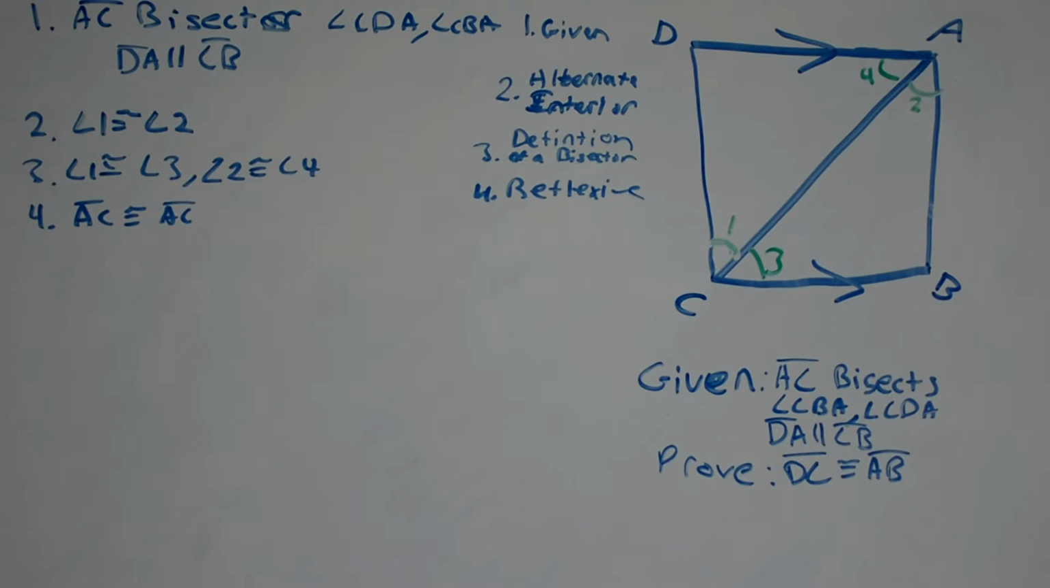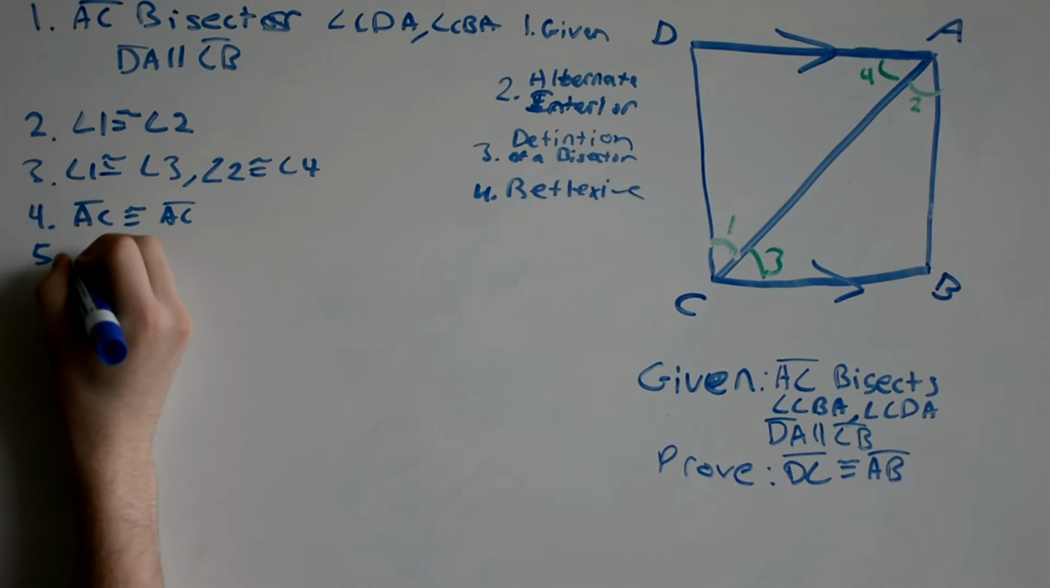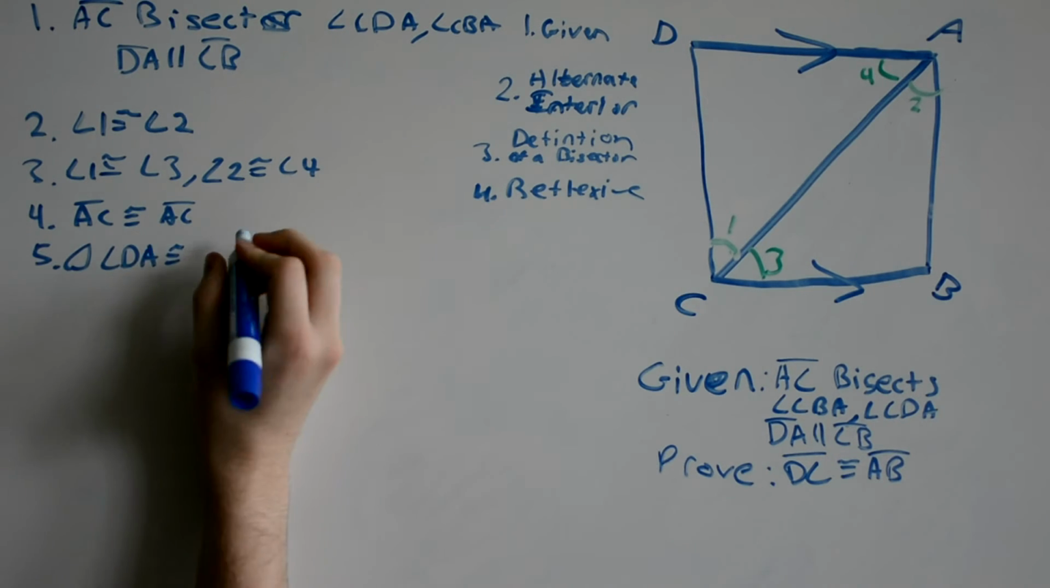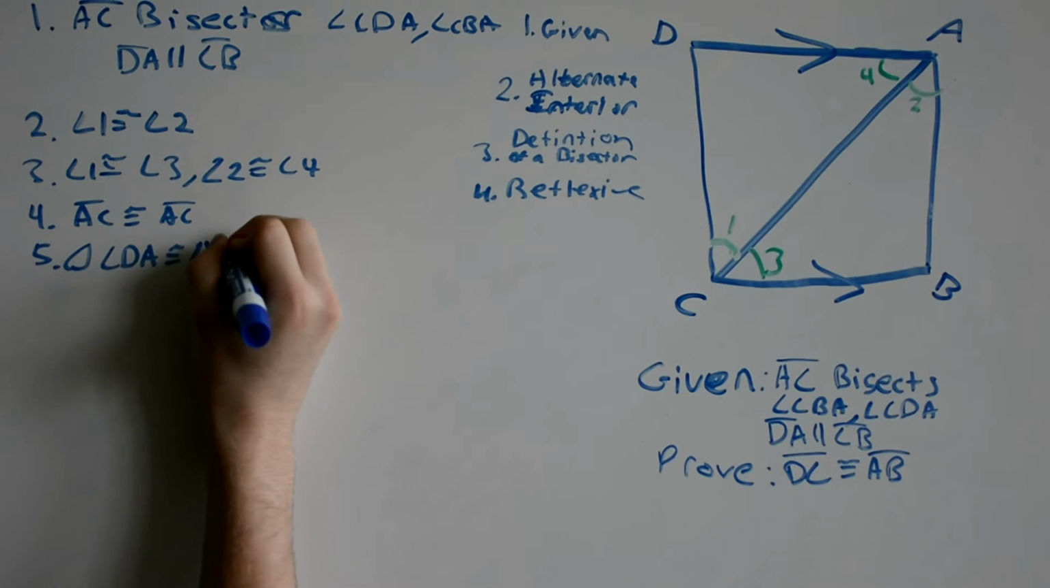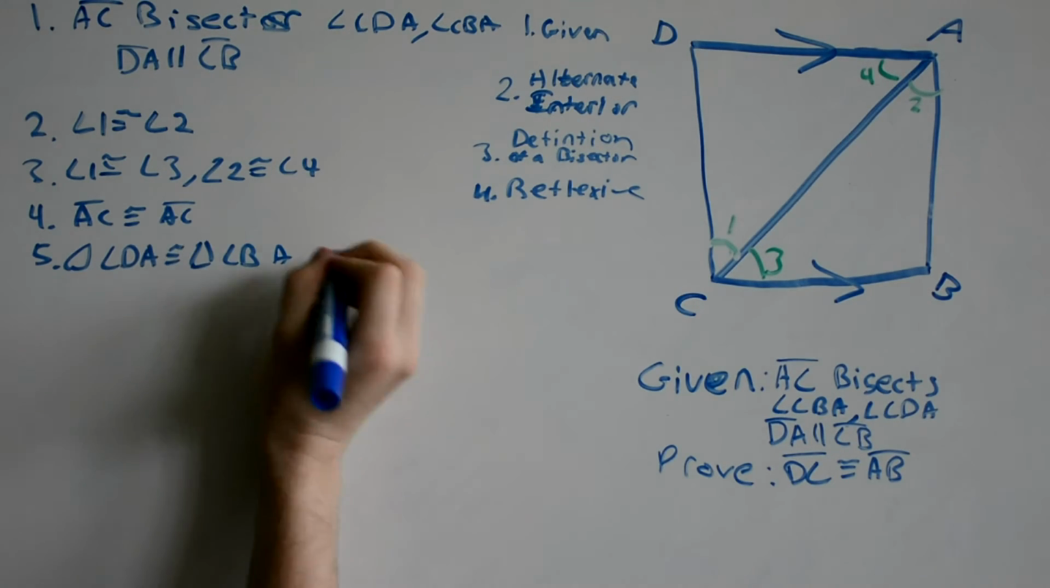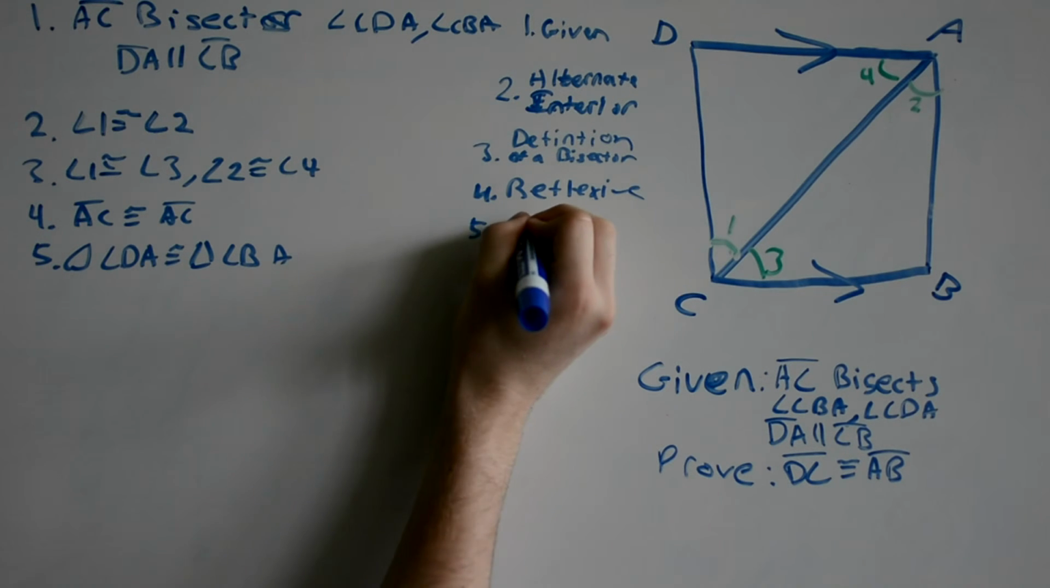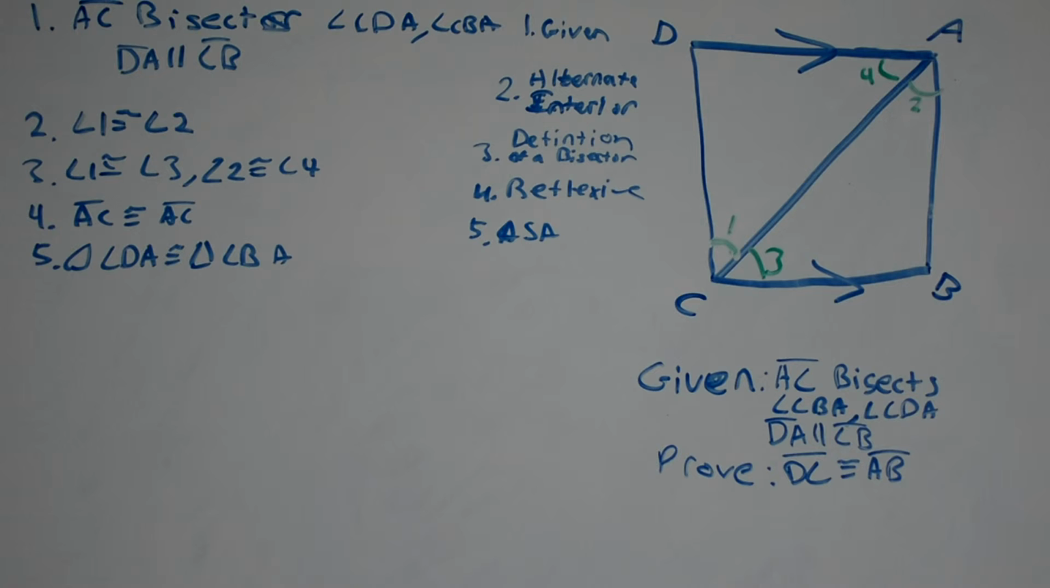So knowing this, you know that triangle CDA is congruent to triangle CBA because of the angle side angle postulate, which says that if you know two angles and a side that are next to each other, those two triangles are congruent.